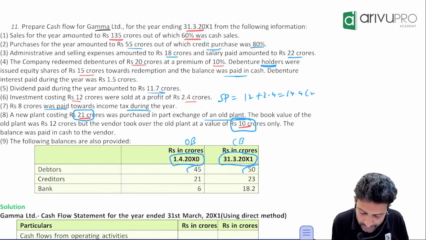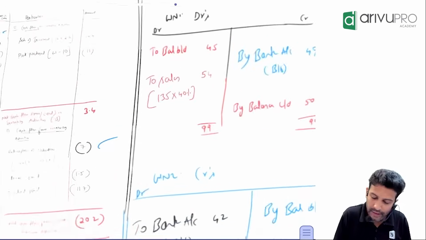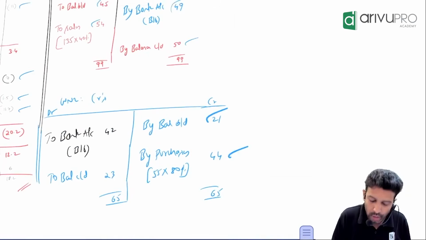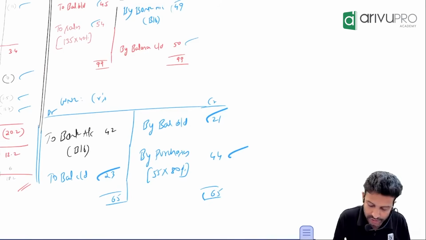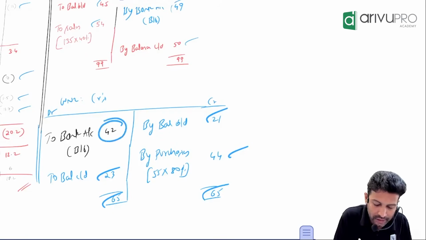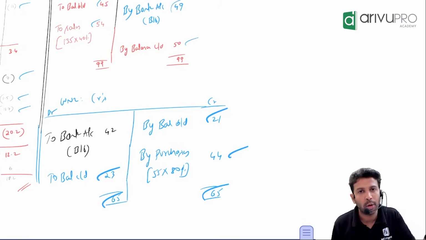Creditor's opening balance 21. Closing balance 23. Where will 21 opening balance come? By balance brought down 21. To balance carried down 23. These two added is 65. Ledger is not matching. There is a balancing figure of 42. What is that 42? Amount paid to creditors, arrived as a balancing figure.